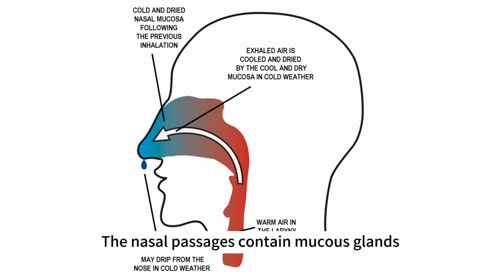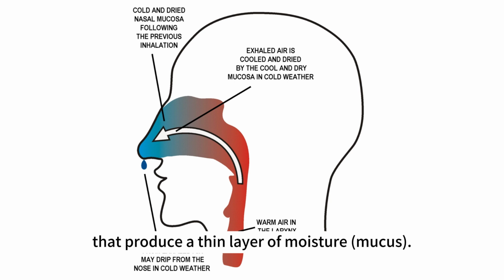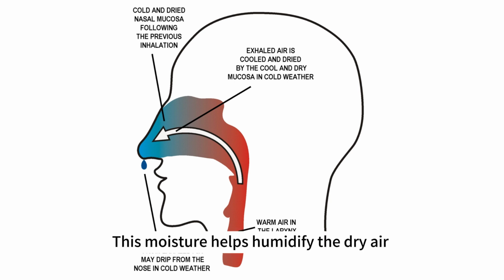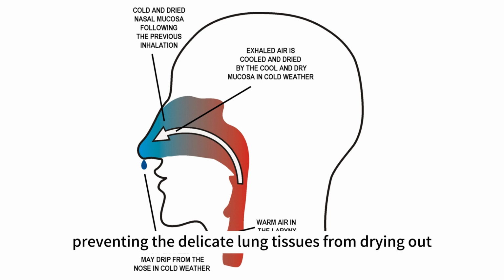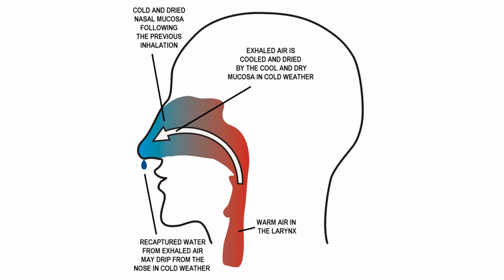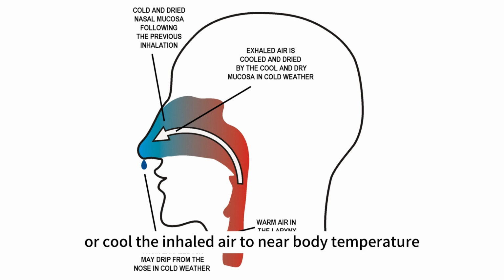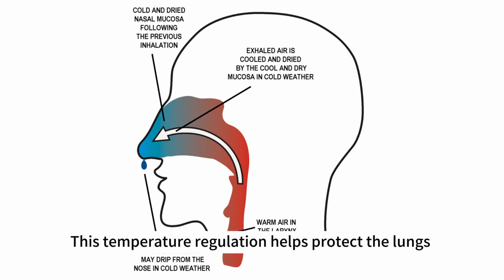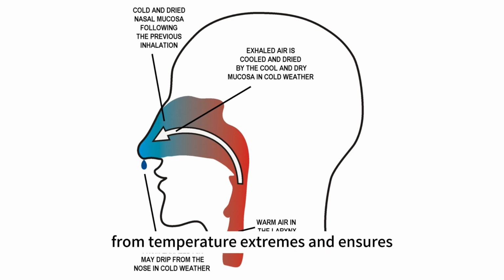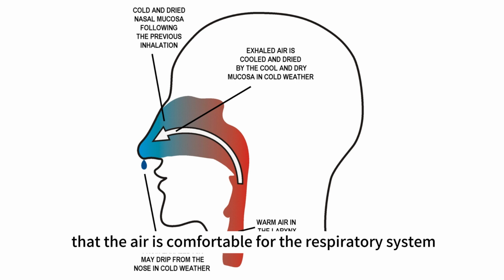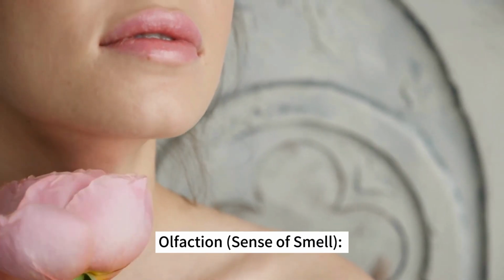Humidification. The nasal passages contain mucus glands that produce a thin layer of moisture, mucus. This moisture helps humidify the dry air as it enters the respiratory system, preventing the delicate lung tissues from drying out. Temperature regulation. The nasal passages also serve to warm or cool the inhaled air to near body temperature. This temperature regulation helps protect the lungs from temperature extremes and ensures that the air is comfortable for the respiratory system.